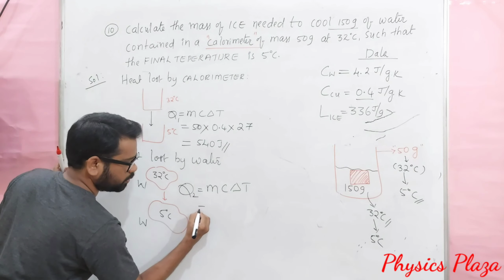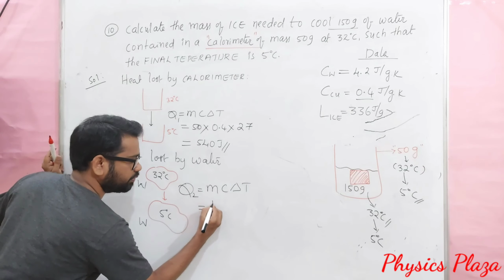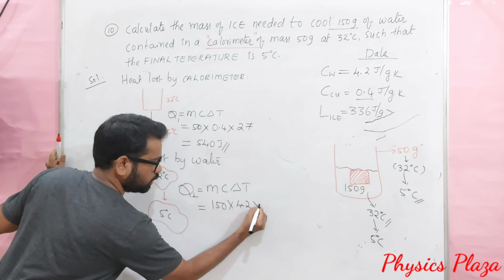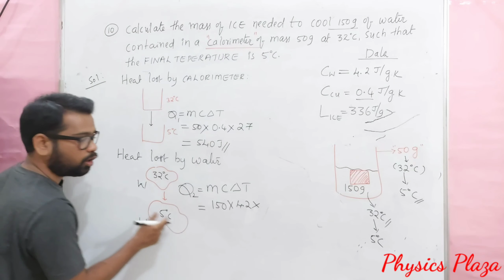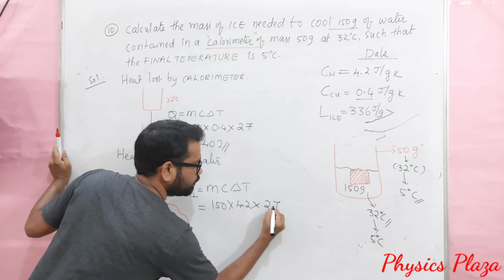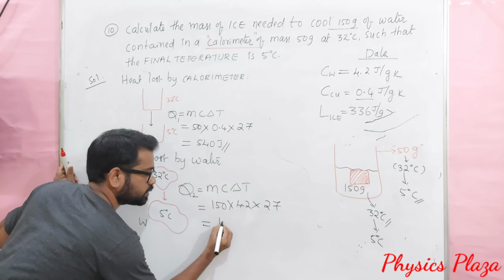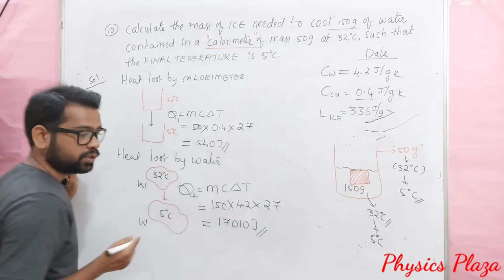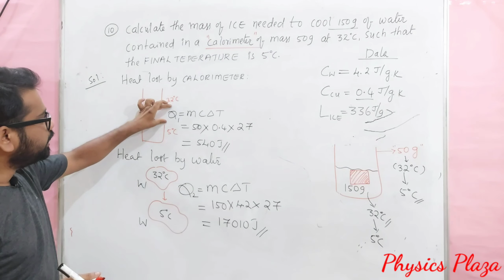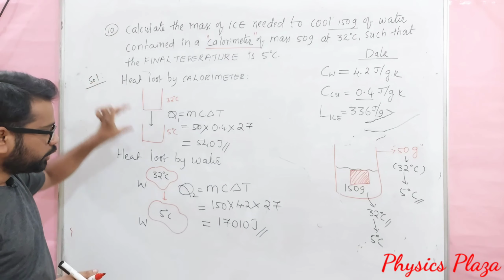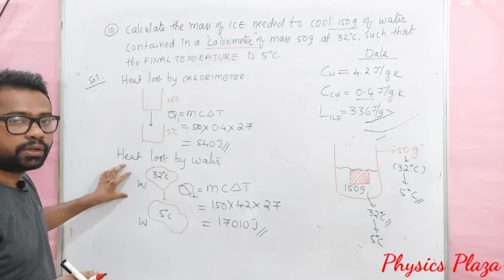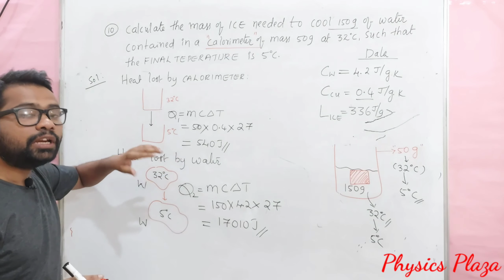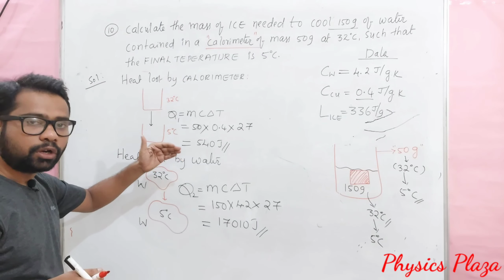Mass is given how much, dear children? Mass is given 150 grams, the specific capacity of water is 4.2, and 32 minus 5 is how much? 27. In this we get 17010 joules of heat energy. So children, Q1 is the heat lost by the calorimeter, Q2 is the heat lost by the water. We have to add Q1 plus Q2 so that we will get the total heat lost by the hot body.